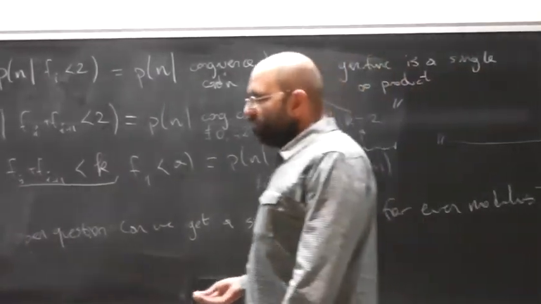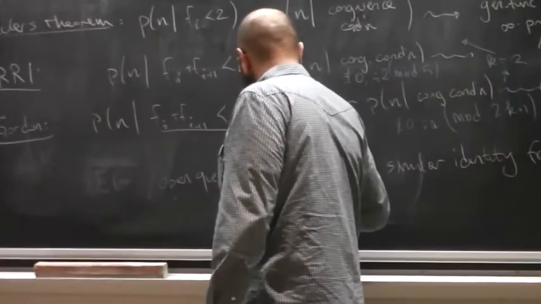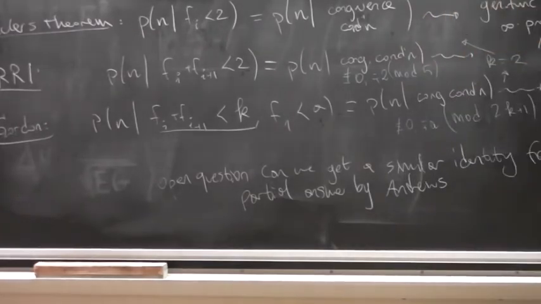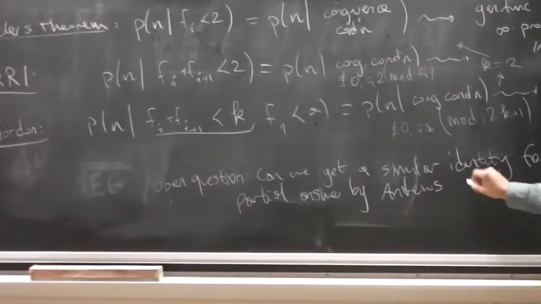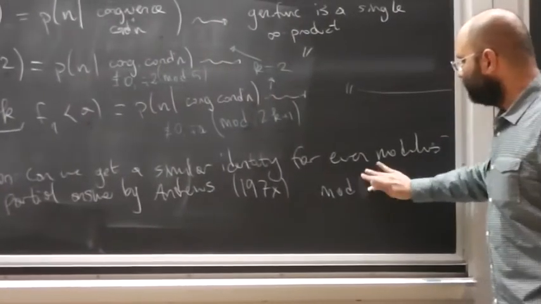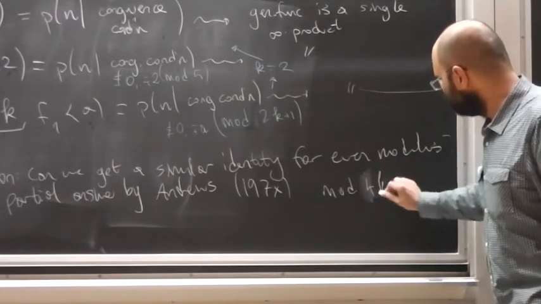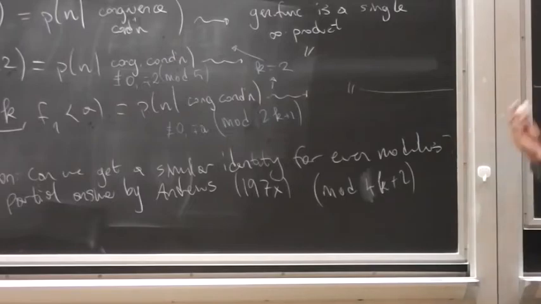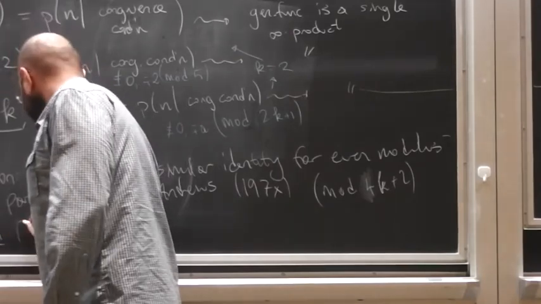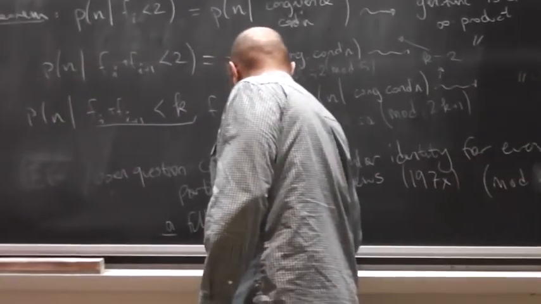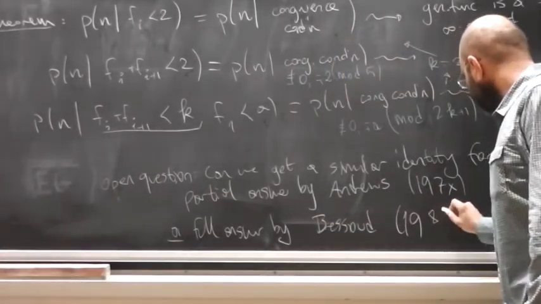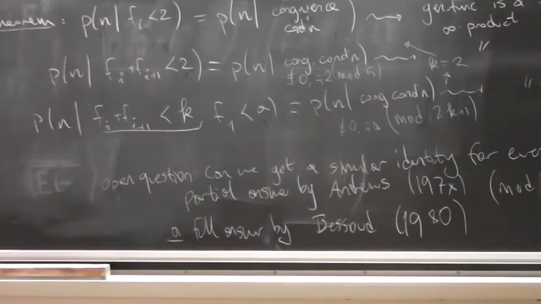And a partial answer was given by George Andrews, I don't remember the exact year, in the 70s. And he did the modulo 4k plus 2. And then a full answer was provided by David Bressoud. A full answer, I say. That is 1980, 1981, 1979, thereabouts.